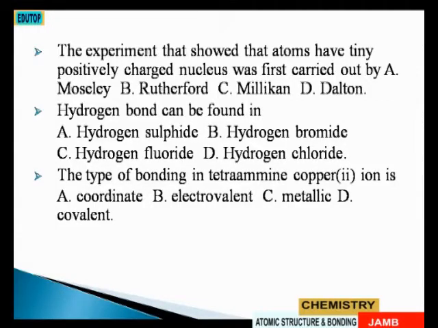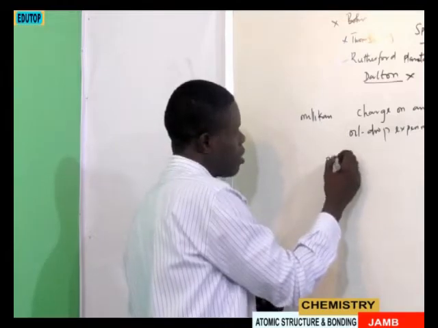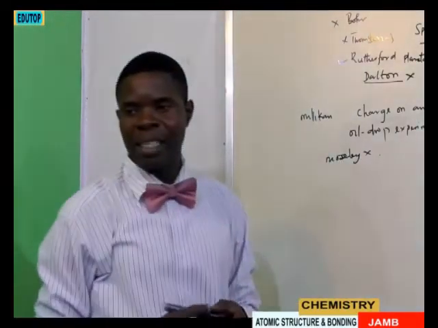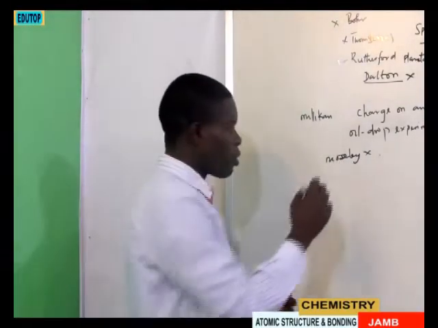B. Rutherford. C. Millikan. D. Dalton. So if you look at this very well, Moseley only assigned an atomic number to an element. So it can never be Moseley. Moseley did not work on anything like that. Then option B, Rutherford.